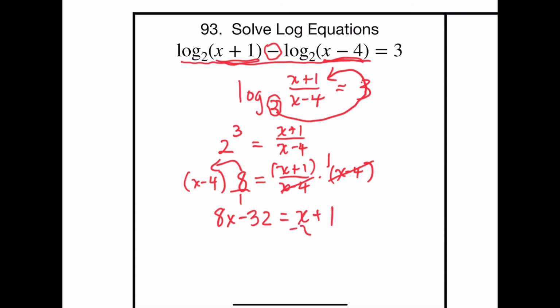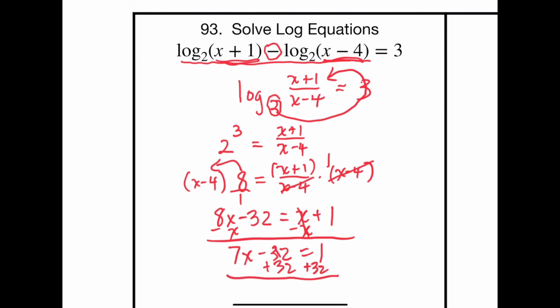I'm going to subtract x from both sides. 8x minus 1x is 7x minus 32 equals x minus x is 0 plus 1 is 1. And here I'm back to a two-step. I'm going to add 32 to both sides. Negative 32 plus 32 is 0. 0 plus 7x is 7x equals 1 plus 32 is 33. And my last step would be to divide both sides by 7. So x would equal 33 over 7.